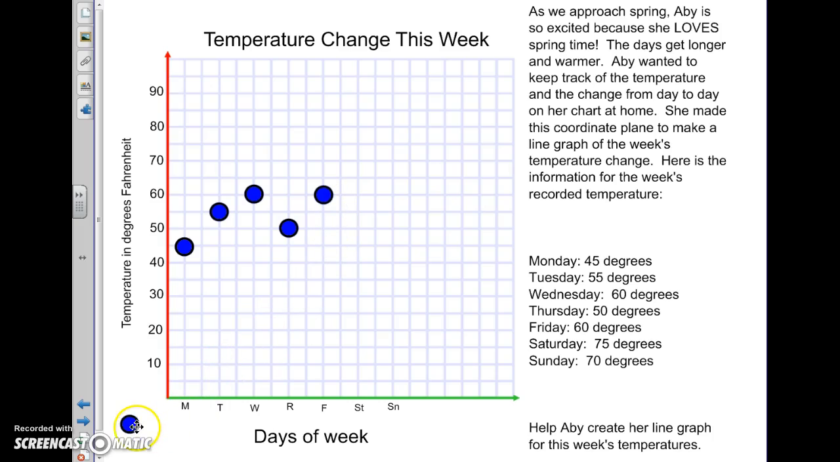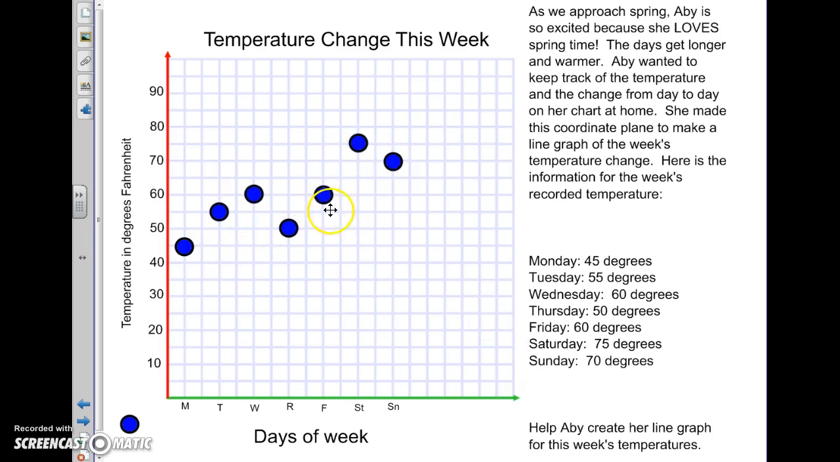And then the weekend came, and guess what? It got nice and warm. Saturday went all the way up to 75 degrees, which sounds amazing right now. And then it went down just a little bit, but still nice and warm, to 70 on Sunday. So this is what our plots would look like as far as the temperature change would go.